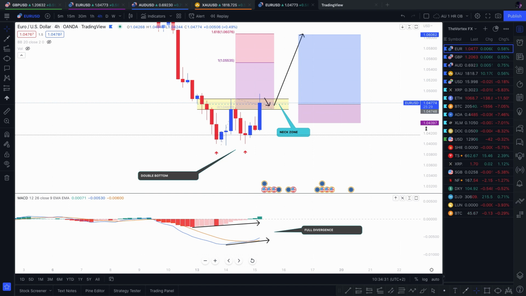I am the Vortex Trader, and today we are having a look at Euro USD on the 4-hour time frame. We may have a double bottom playing out.